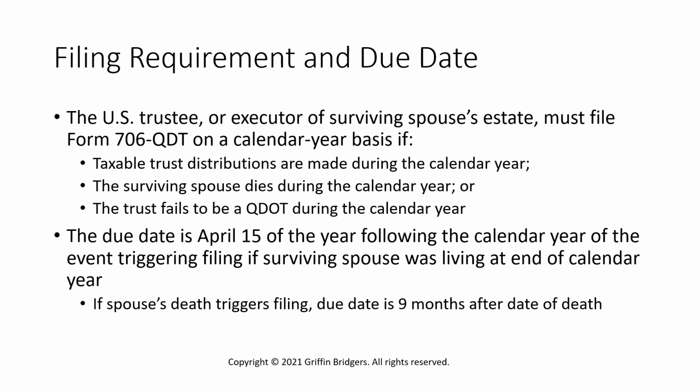So what we're going to have is a calendar year basis, and you have to look at, one, have there been any taxable trust distributions during the year? If so, you have to file, unless it's a hardship distribution, as we'll look at in a later episode. Two, even if there's no distributions, you have to look at whether the surviving spouse died during the calendar year. If so, you have to file this return as well. Three, if the trust fails to be a QDOT, typically by failure of trustee during the calendar year, you'd also have to file this return as well.